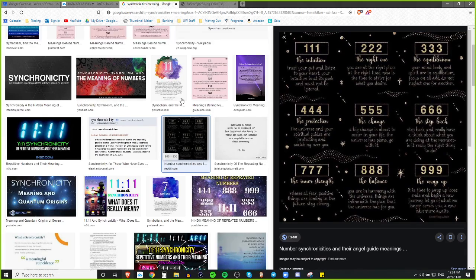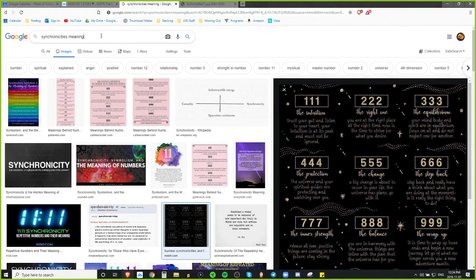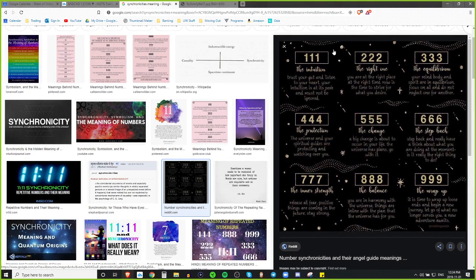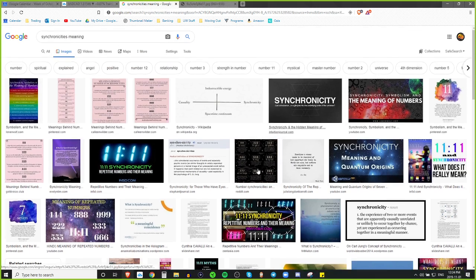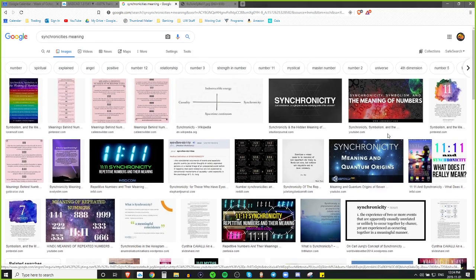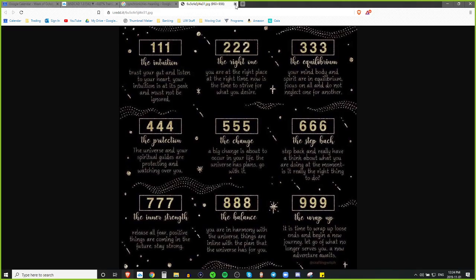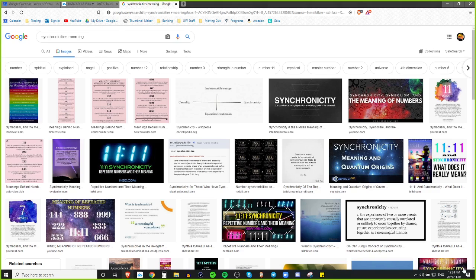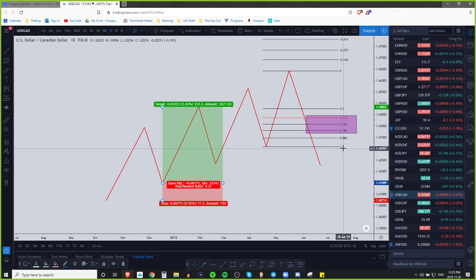I looked up synchronicity's meaning and went to images, and there's a bunch of different ones. This is the one that's right here. We got some other ones here. 000 has a meaning as well: preparing for the new, like starting over, or a new journey. But anyways, that's enough about synchronicities. Back to the fib training. I just thought it was cool how we saw 333 with the position size, and then the time turned to 12:22. So I figured I would pop off about that for a second.